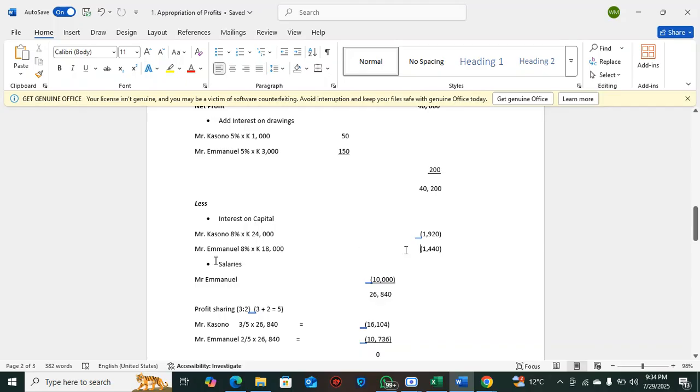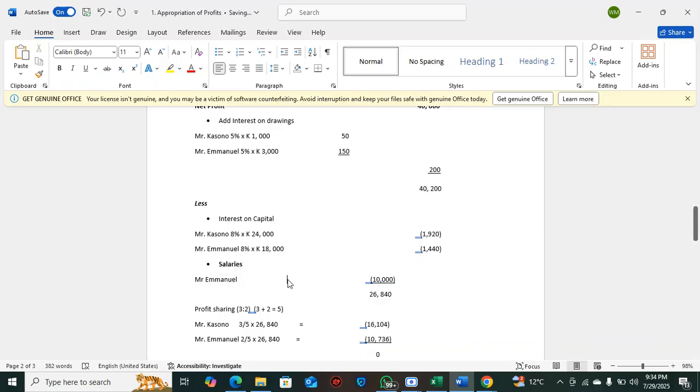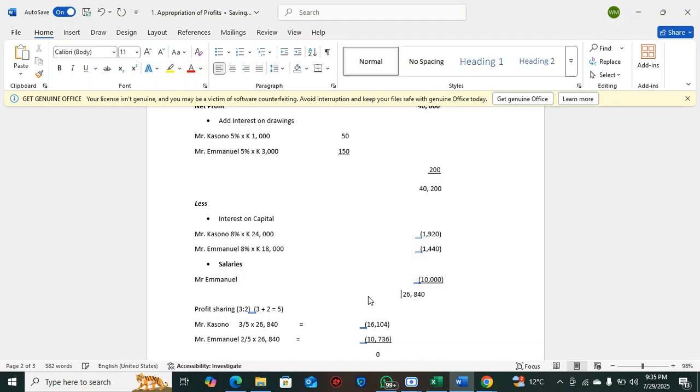Then salaries. Mr. Emmanuel was the only one entitled to a salary. So the salary has been given to you, 10,000 here. So you're going to say 40,200 minus 1,920 minus 1,440 minus 10,000. Let's see what we get. Are we getting 26,840?